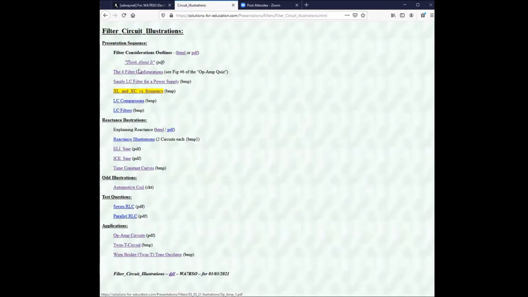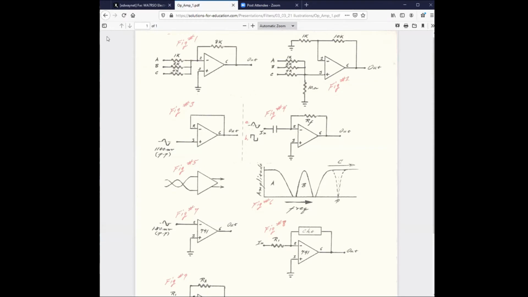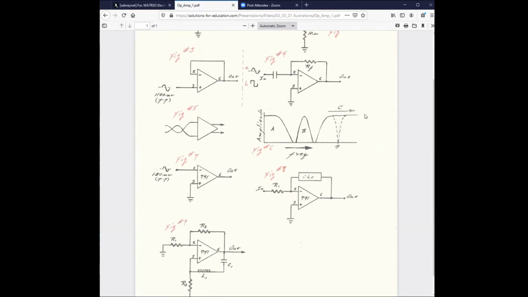One of the things I want to point out right off the bat is this. This was actually a quiz paper I made for my students years ago on op amps. Look at this particular drawing, figure number 6. This is a low pass filter, meaning there's a roll off at some point. Then here's a high pass, which has a roll off here, but then it continues on, and from there on it's good conduction. This represents a bandpass filter, and this one over here is a bandpass reject.